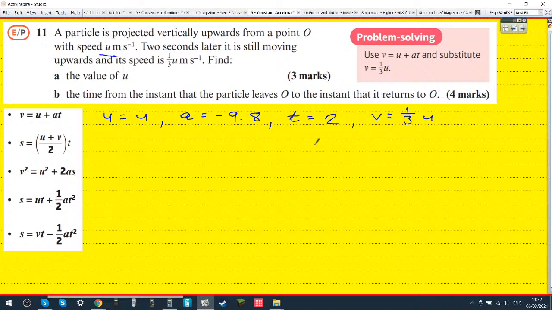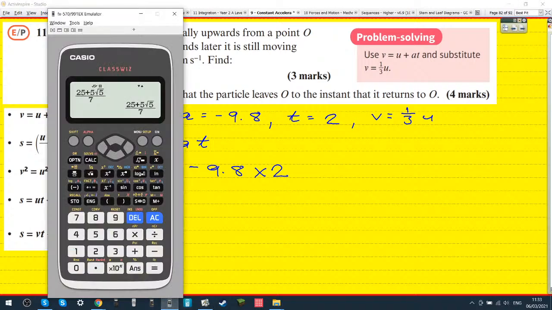We need one. So v equals u plus at. Yeah. So v equals u plus at. v equals u plus minus 9.8 times 2, which gives you v equals u minus 19.6. Yep.